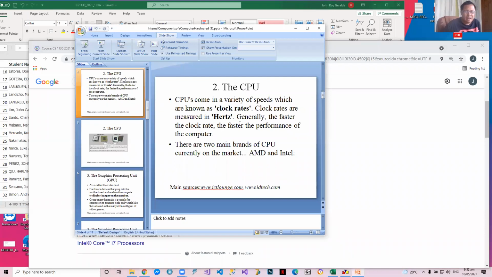There's an internal clock that times everything, and it's measured in hertz. So if you have 3.6 gigahertz, wow, it's very fast. Any questions so far?